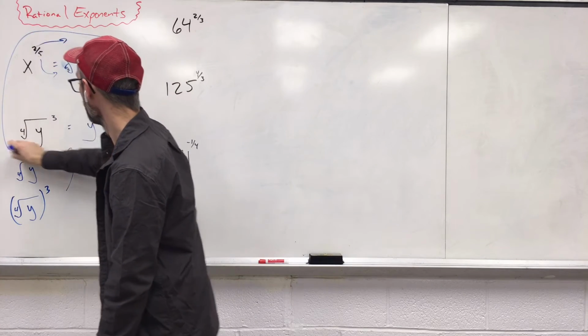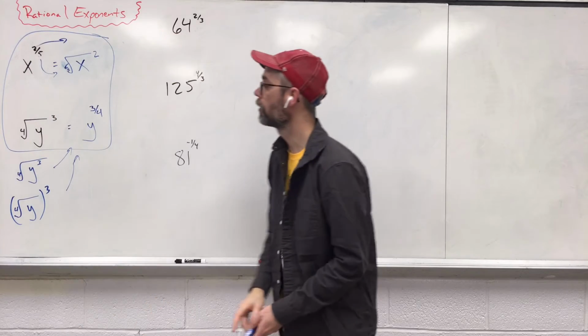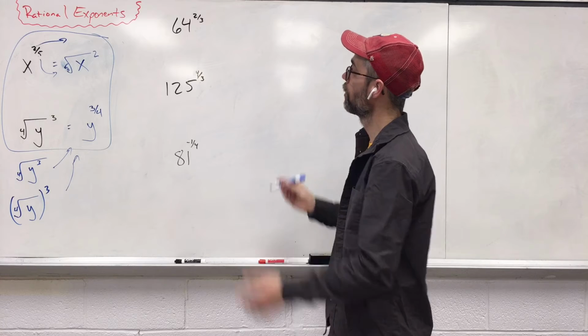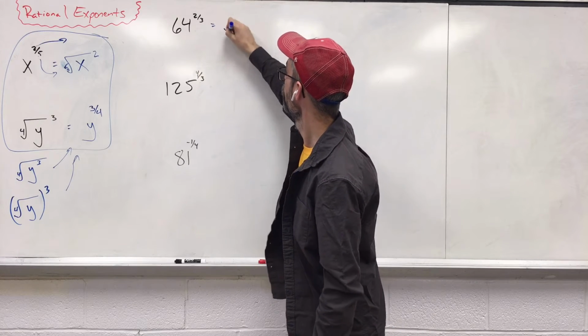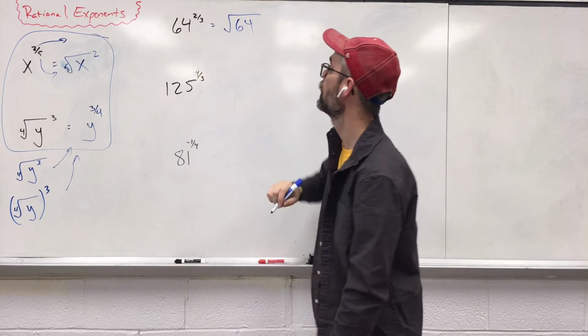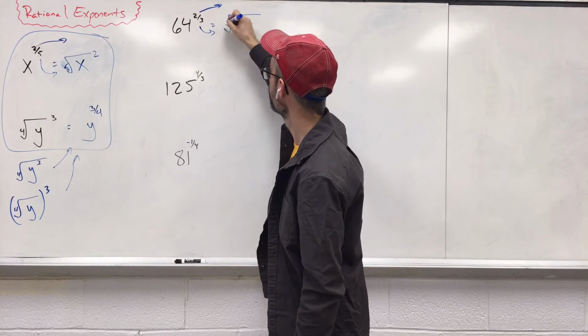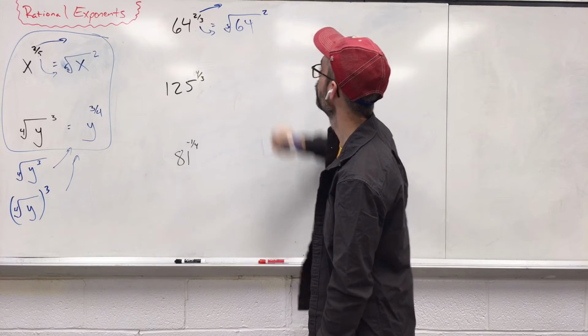So anyways, we have our rules. We now know how to move our problem. So let's look at it with numbers. We know we're going to have a radical. 64 is going to be inside. 3 down, 2 up.